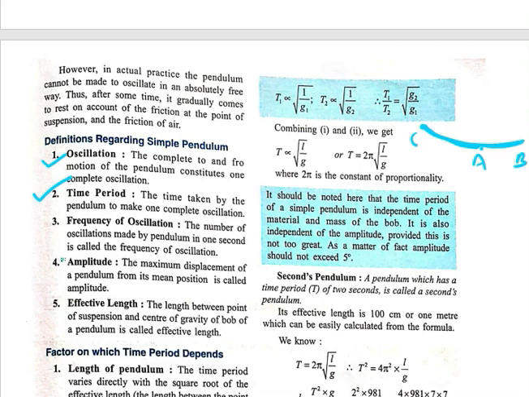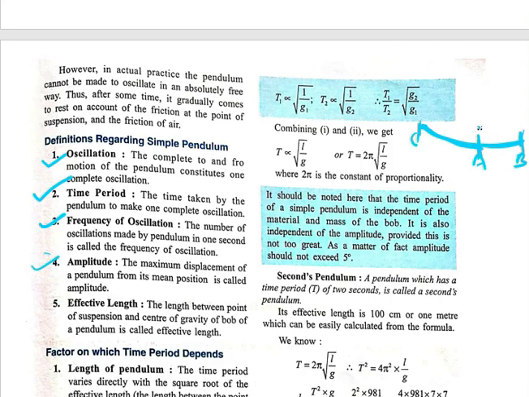Next is amplitude, but before that, the frequency of oscillation. So what is frequency of oscillation? It is the number of oscillations made by the pendulum in 1 second. So in 1 second, how many oscillations have been made? That is known as our frequency. And similarly, amplitude is the maximum displacement of the pendulum from its mean position. That means the distance from A to C or from A to B is known as our amplitude. This is the maximum displacement a pendulum makes from its mean position.